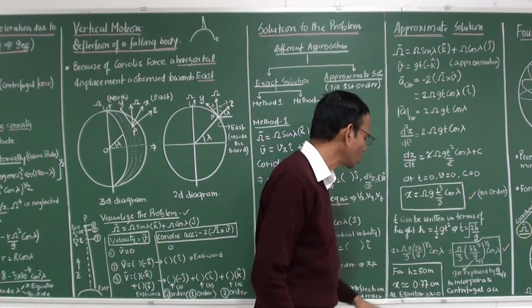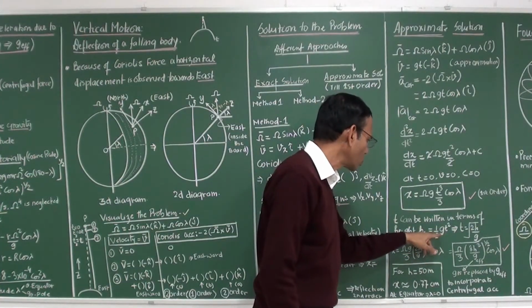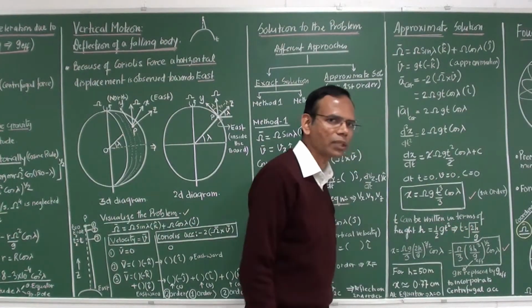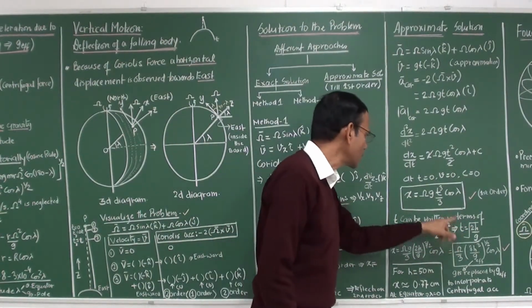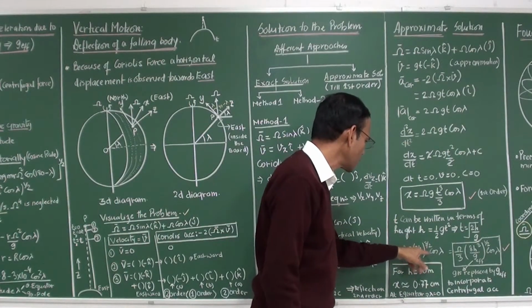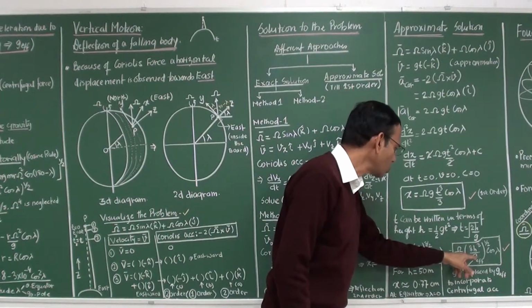So half g t square. This is also, we are taking only g as the acceleration. From there t is equal to square root of 2h by g. Now we replace this t over here, 2h by g, in x. So you get omega by 3, 8h cube by g.